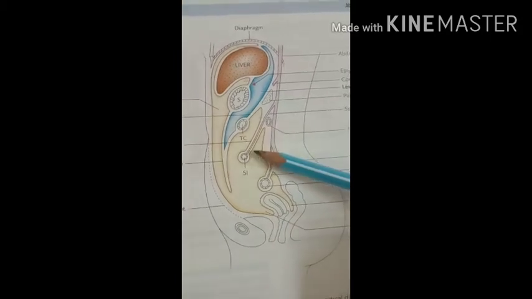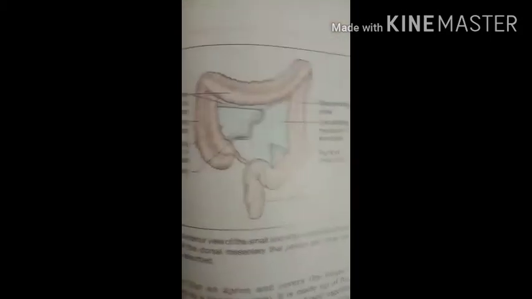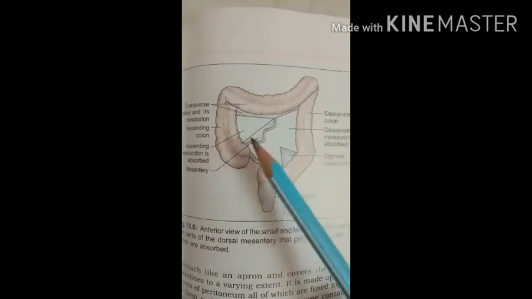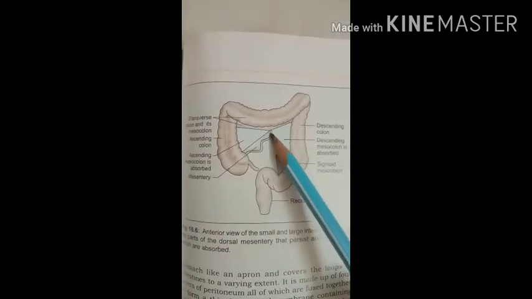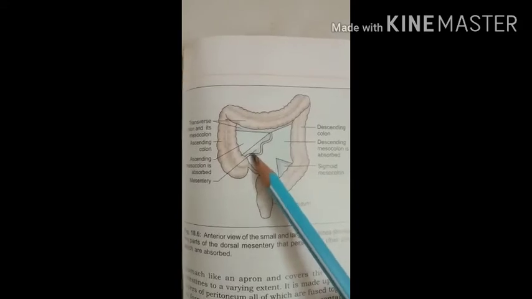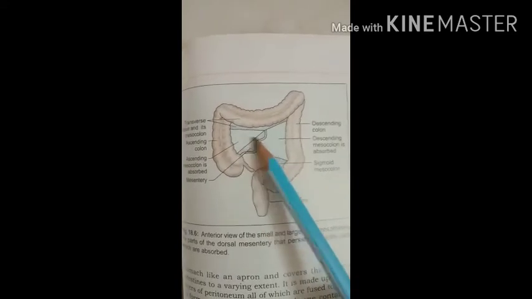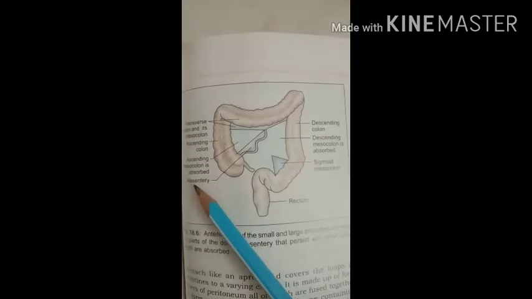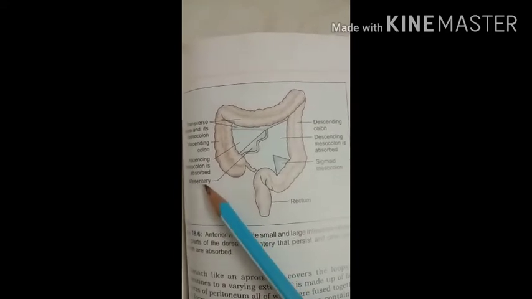Mesentery, here you can see in another diagram also, this is the part of the small intestine which is invaginated by the peritoneal membrane, and that is attached to the posterior abdominal wall. So that is called the mesentery, this one.